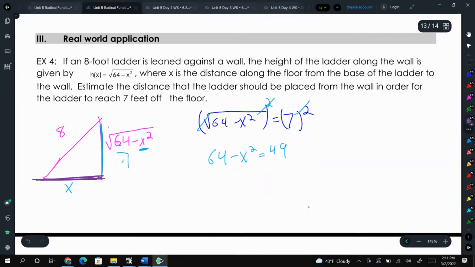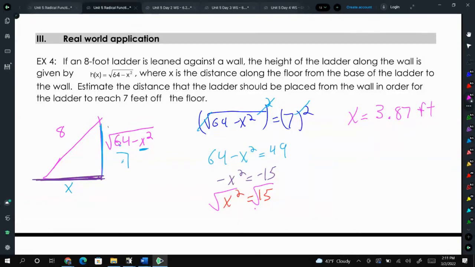If we subtract 64 from both sides, we get negative x squared equals negative 15. And if we divide both sides or multiply both sides by negative 1, we get x squared equals positive 15. And then square root both sides, x is equal to, if we use our calculators, 3.87 feet. Now you may say, well, what about plus or minus? Because this is a word problem, we don't need to worry about plus or minuses.